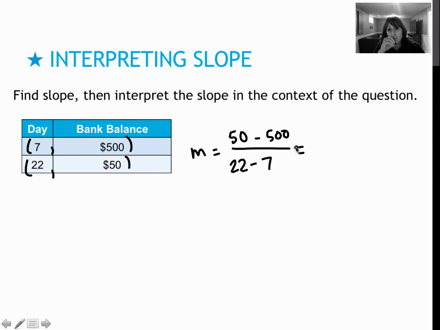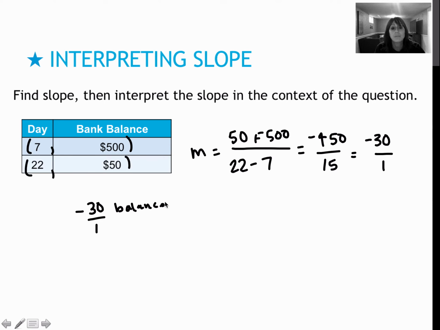And if it makes you feel better to label those with x1, y1, etc., feel free to do that. 50 minus 500 is negative 450. 22 minus 7 is 15. And then I'm going to reduce that. So 15 goes into negative 45, negative 30 times basically. And then 15 reduces to 1. And again, it might be helpful to write that using the labels. So the y value was the balance, and the x value was the day.